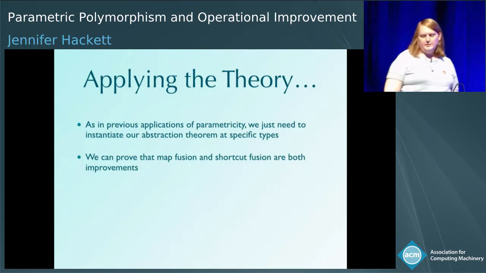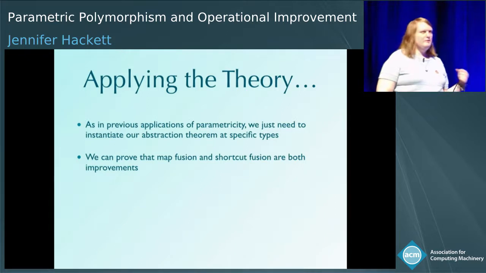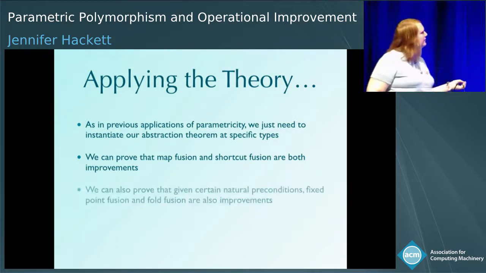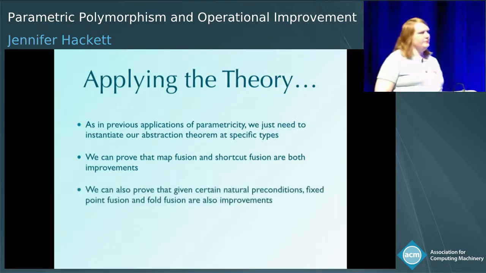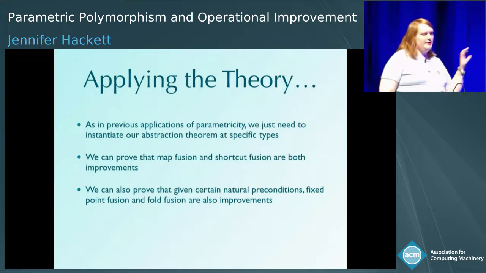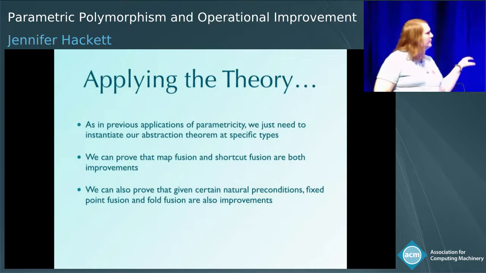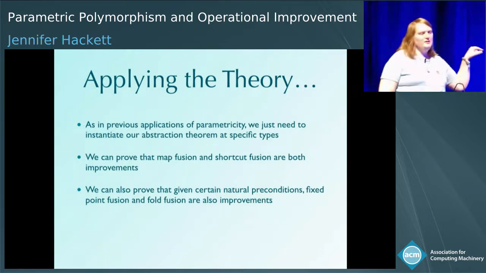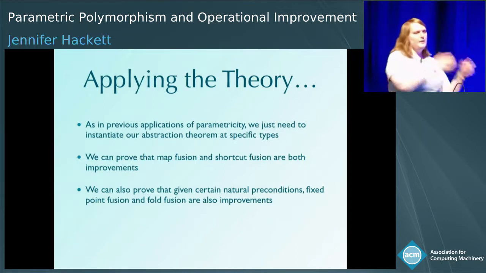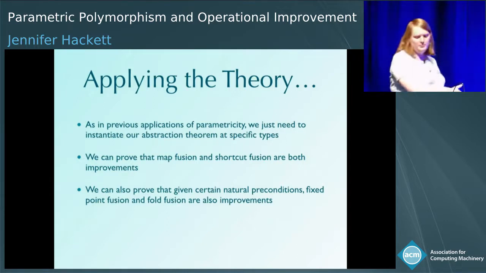We can also show that given the fairly natural preconditions, you get fixed point fusion and fold fusion. And these natural preconditions are just, you take the preconditions of fixed point fusion and fold fusion, but where there was an equal sign, you change that to an improvement sign, which is exactly what you want, because like I said, you want to be able to take your correctness proofs and turn them into improvement proofs. So that's nice, right?